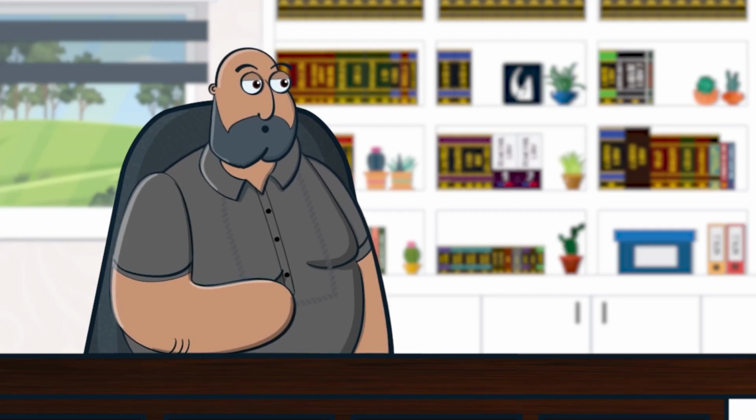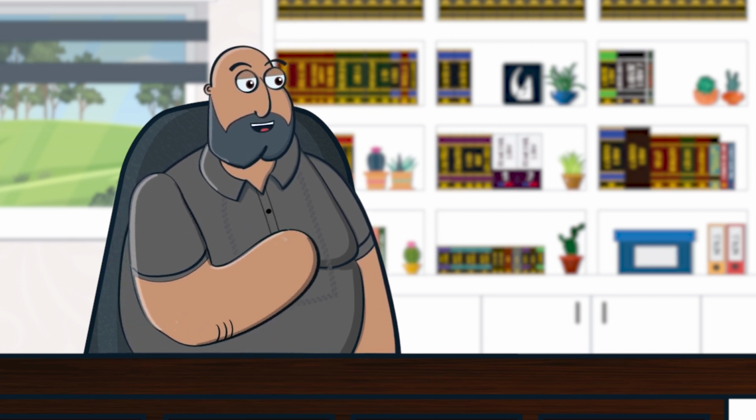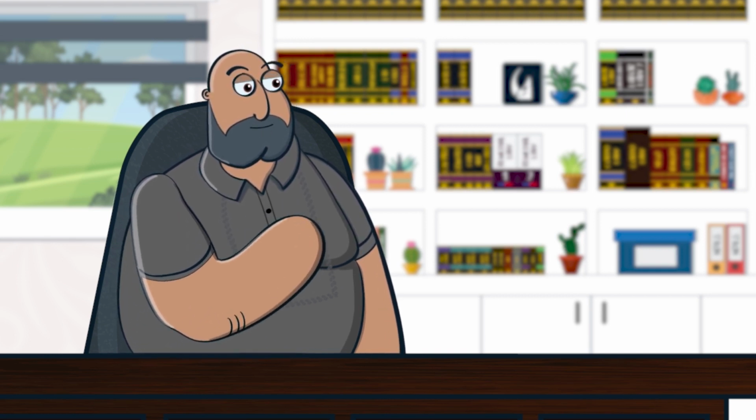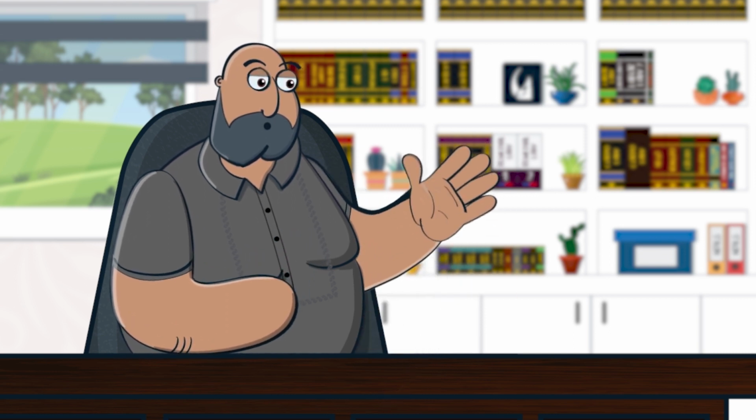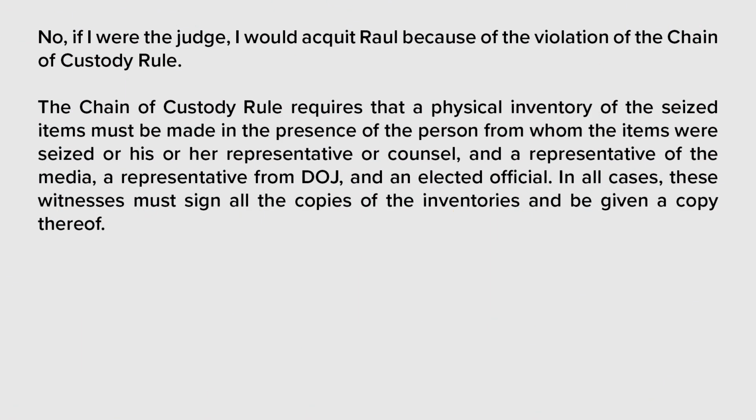Next, we need to write our legal basis. The law does not require that you cite the entire provision of the law. All that matters is you write the most relevant portions of the law. The chain of custody rule requires that a physical inventory of the seized items must be made in the presence of the person from whom the items were seized, or his or her representative or counsel, and a representative of the media, a representative from DOJ, and an elected official. In all cases, these witnesses must sign all the copies of the inventories and be given a copy thereof.